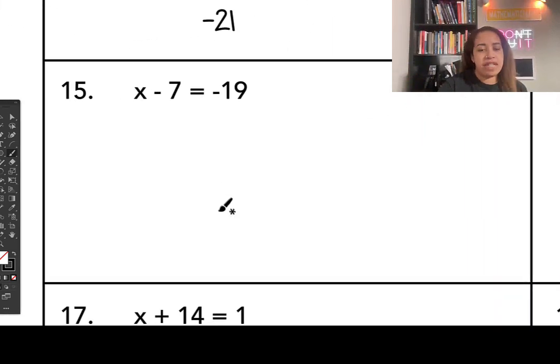Here is number 15. Always find your variable and pay attention to the sign that you see in the problem. We see subtraction, so we should do the opposite to both sides. The opposite is addition, so we are adding 7 to both sides of the equal sign. That cancels the 7's, so we do have x all by itself on the left side, and then on the right side, these have different signs, so we subtract the numbers. 19 minus 7 is 12, and our higher absolute value is negative, so our final answer is negative.